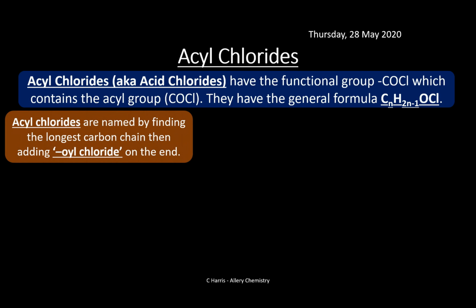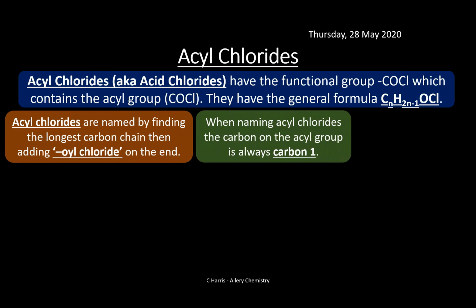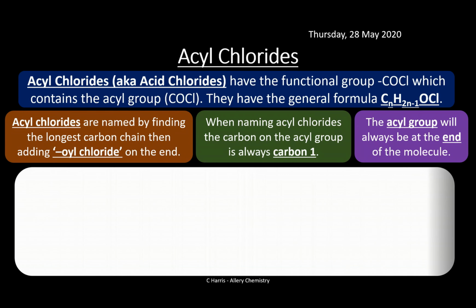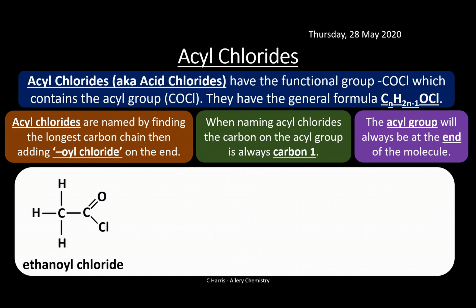So acyl chlorides are named by finding the longest carbon chain, and then we're adding oyl chloride on the end. It is exactly the same as what you'd have with carboxylic acid. There's nothing new here. So when naming acyl chlorides, the carbon on the acyl group is always carbon 1, and the acyl group will always be at the end of the molecule, exactly the same as carboxylic acids. Okay, no different here. So an acid chloride looks like this. See, it looks very similar, doesn't it? So instead of an OH group, we have a Cl group here.